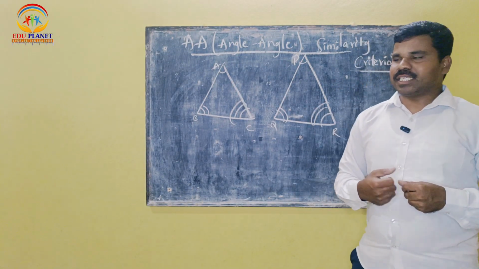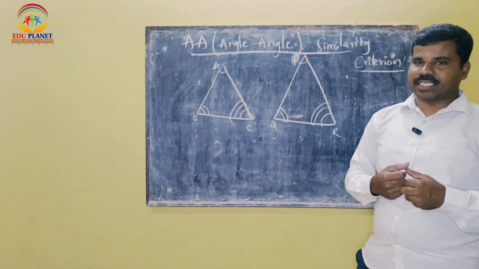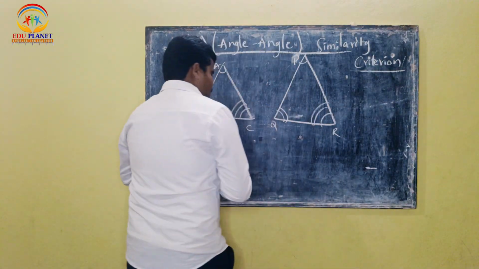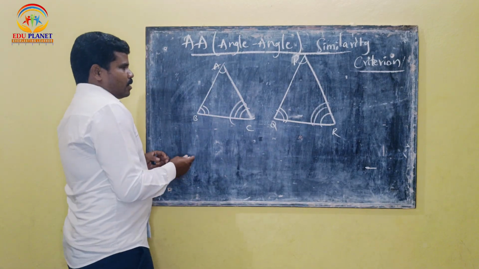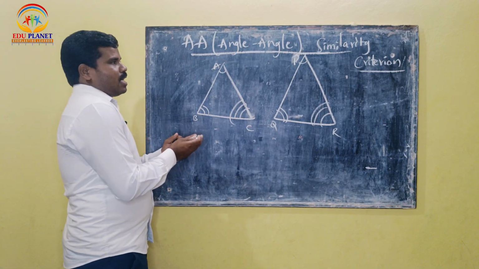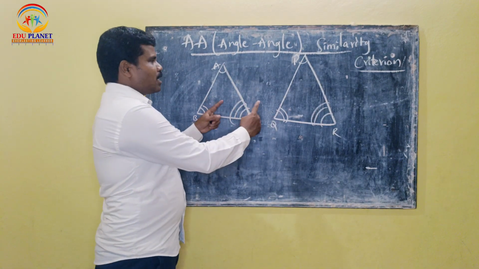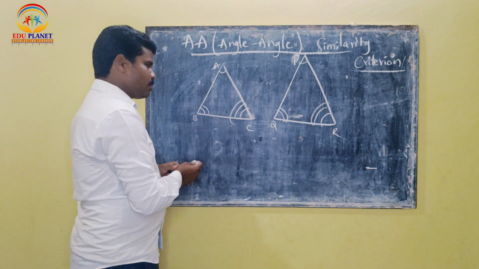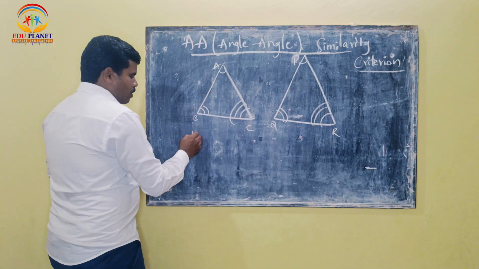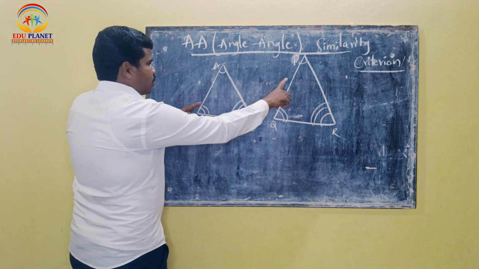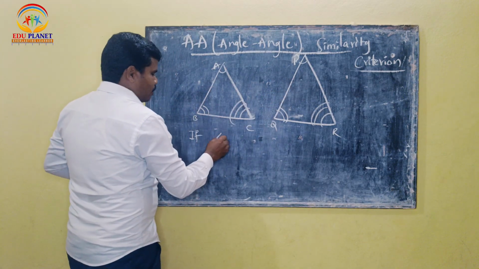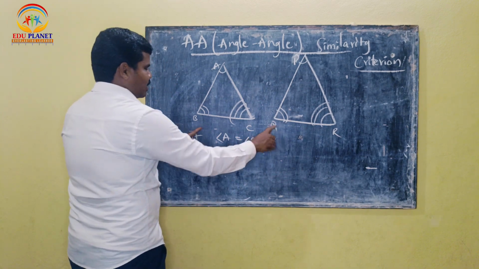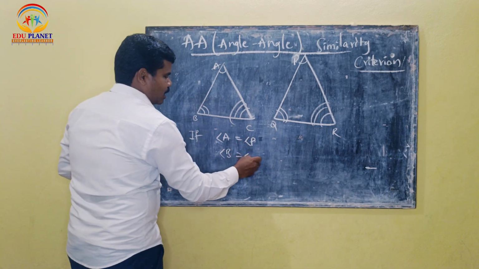The next similarity criteria is AA similarity criteria. It means angle similarity criteria. This is also very easy. This is saying that in two triangles, if corresponding angles are equal, then the given triangles will be similar. It means here corresponding angles are what? Angle A and angle P. One set of corresponding angles, angle A equals angle P. Second set, angle B equals angle Q.